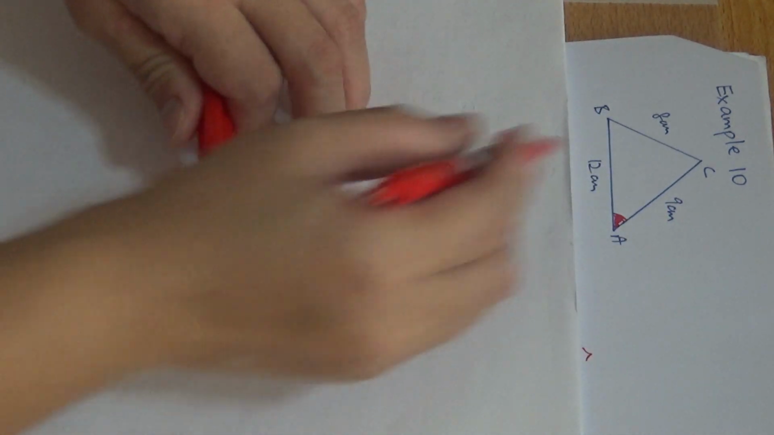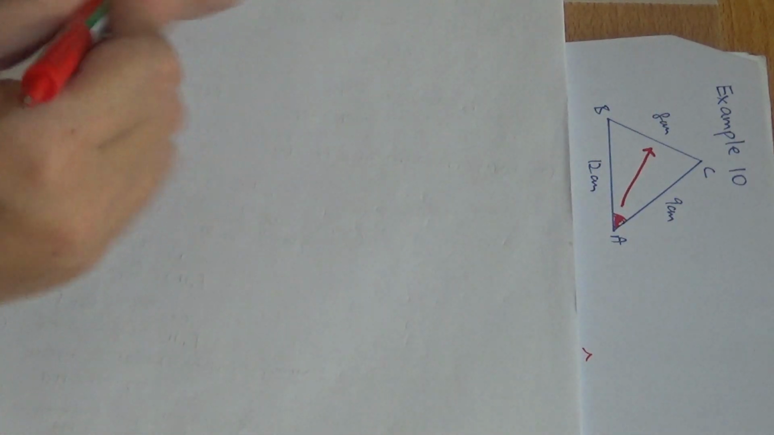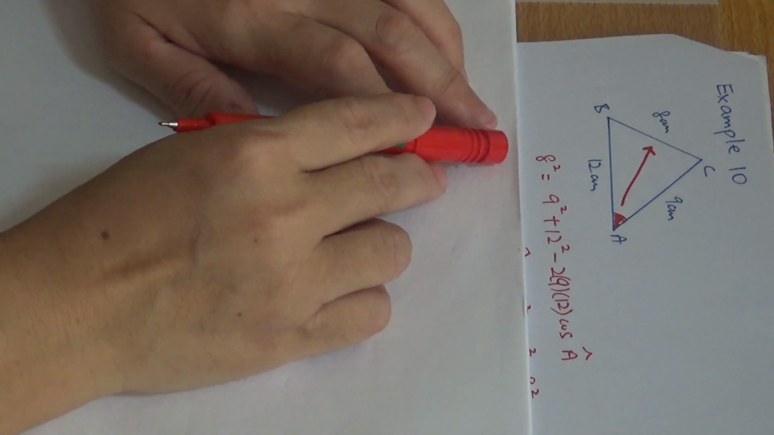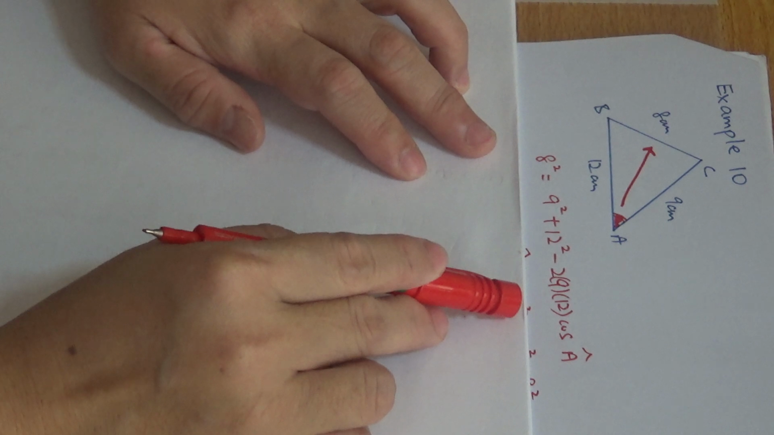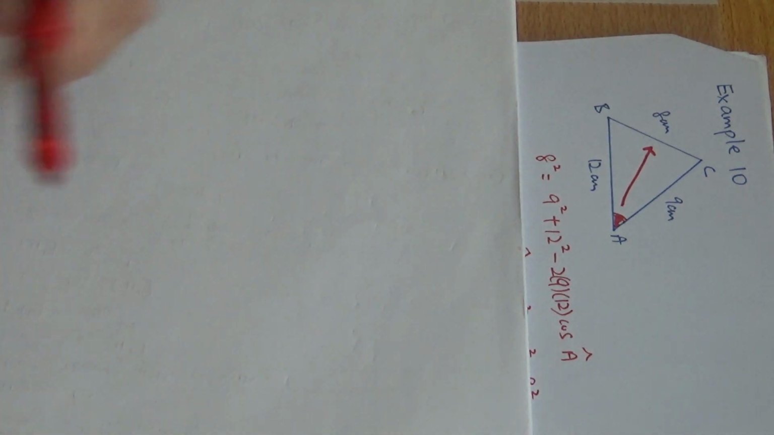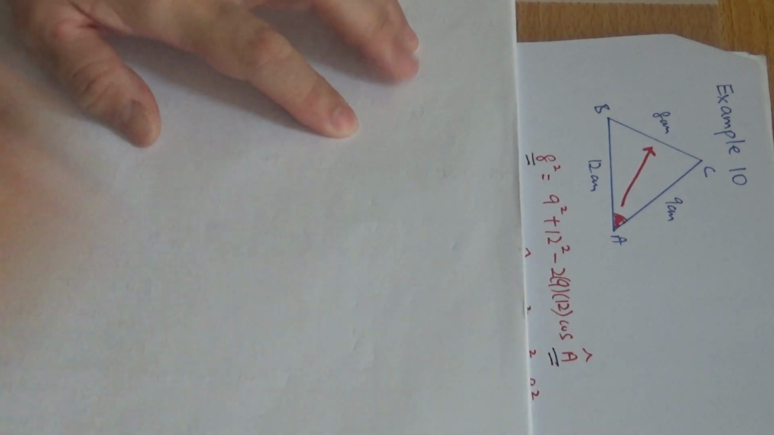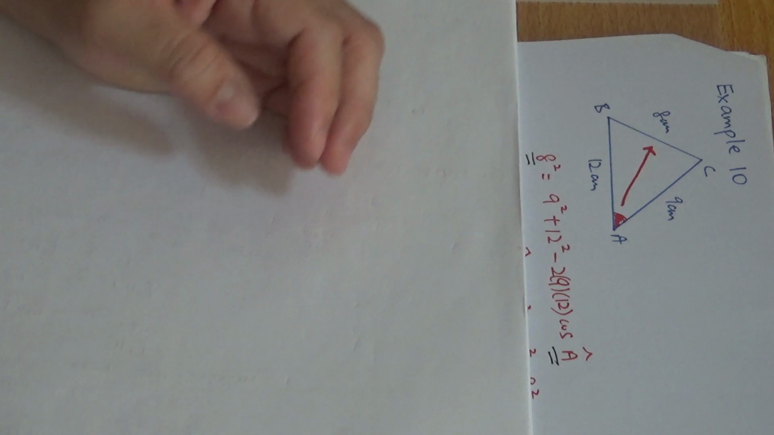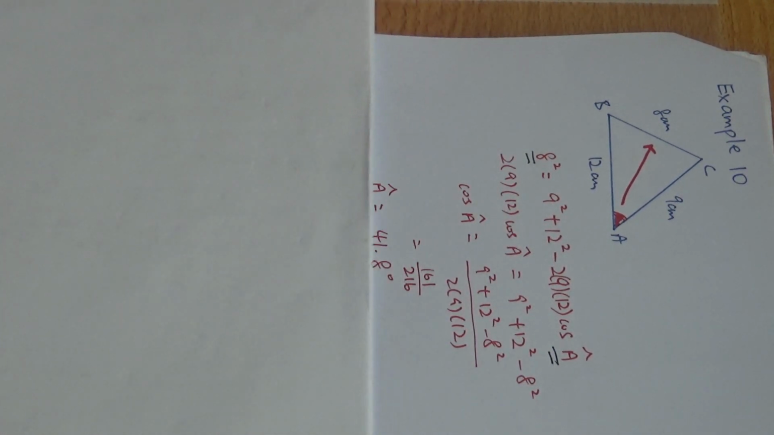Now you are given all three sides, and you know that 8 is opposite A. So we apply the cosine rule. 8 squared equals 9 squared plus 12 squared minus 2 times 9 times 12 cosine A. Make sure you check that this side and this angle are opposite to each other. Then how do I do the manipulation later? Now I'm going to show you.